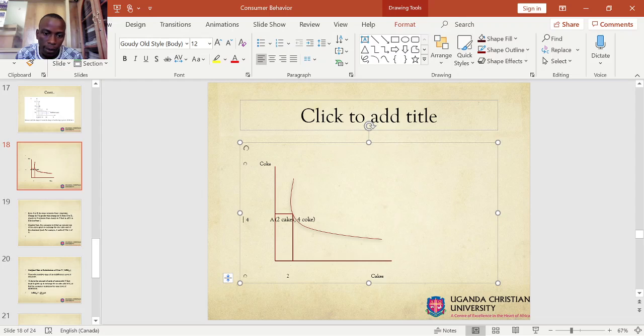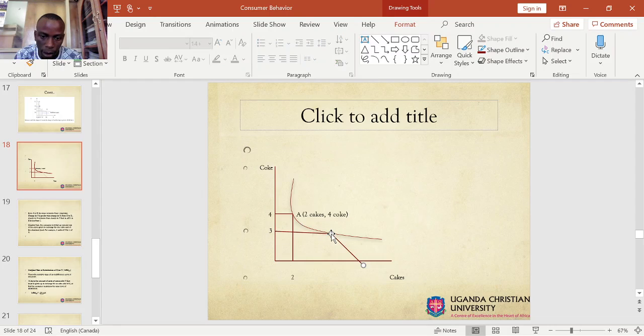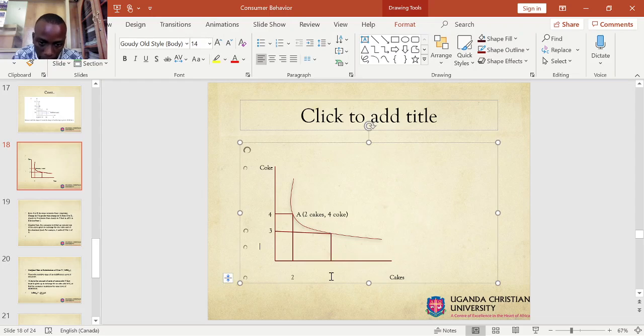There could be another point here. Let me say at this point there are 3 cokes, and then let's move it. Maybe it connects to that point. Yeah, and at this point we have, let me say, 1, 2, 3, we are having 4.5 cakes.